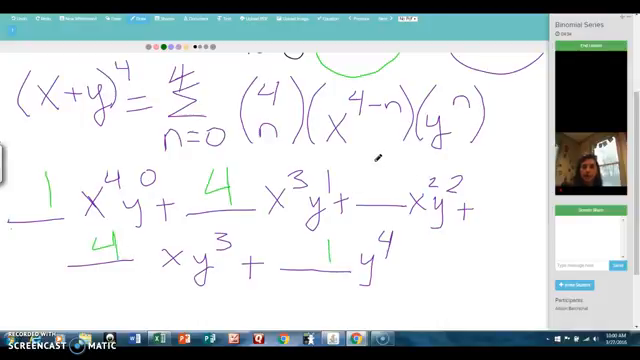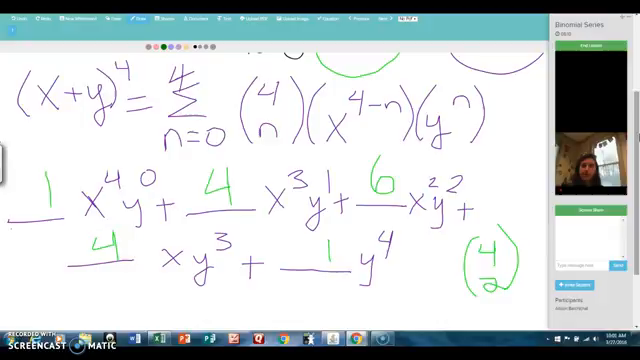This one I don't have memorized, so I'm going to have to think about it. 1, 2, 3, 4 things chosen 2 at a time. I think it's a 6. Let's see. Yep, it's 6. Okay, so this would be my final answer.